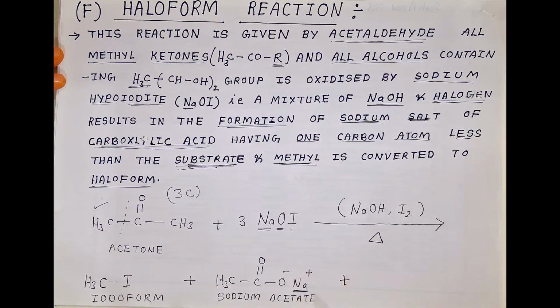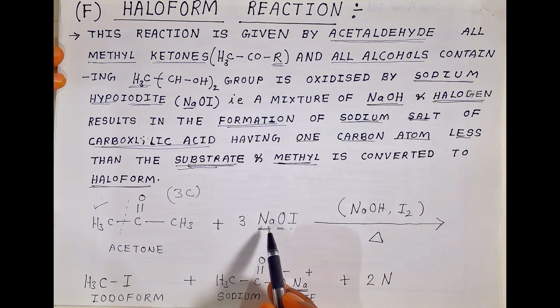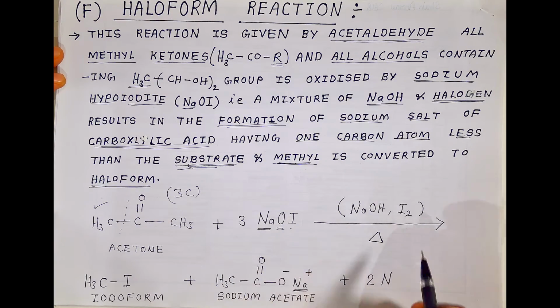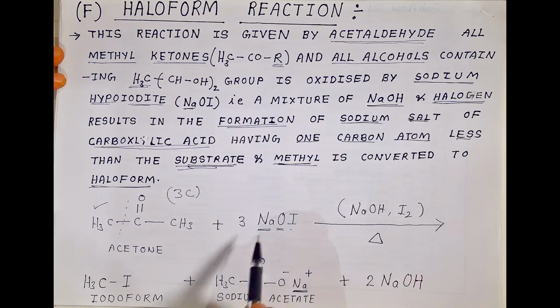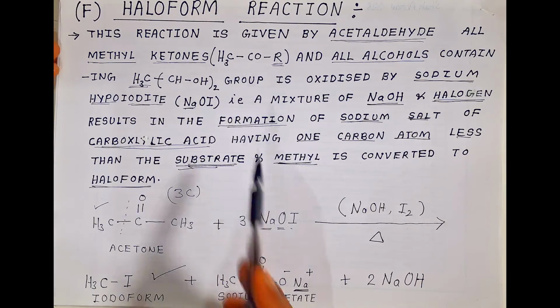And what happens students, you will find two molecules of NaOH. So one NaOH already is occupied, now two NaOH remaining students, that will combine with this sodium and oxygen will combine with hydrogen and it will form two molecules of NaOH. Okay students, so three molecules of sodium hypoiodide will give you two molecules of NaOH and one molecule of sodium acetate. Okay students, and one molecule of iodoform. So this way students you are getting the formation of haloform. That is why it is called haloform reaction. So this is our product. On the basis of this students we call it haloform reaction.